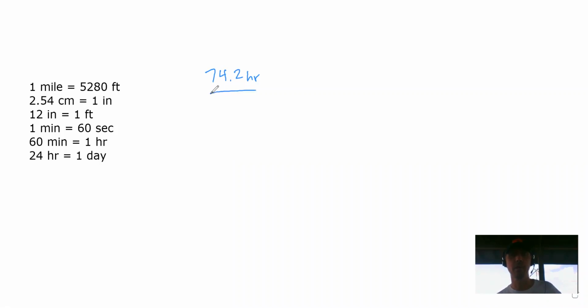Okay, we're going to write it like this: 74.2 hours on the left there. We're going to put the unit on top that we want to end up with, which is day, and the unit on bottom that we want to cancel out, 24 hours, right? And so now we're going to cancel out our hours here. And our final problem is going to be 74.2 divided by 24 days.